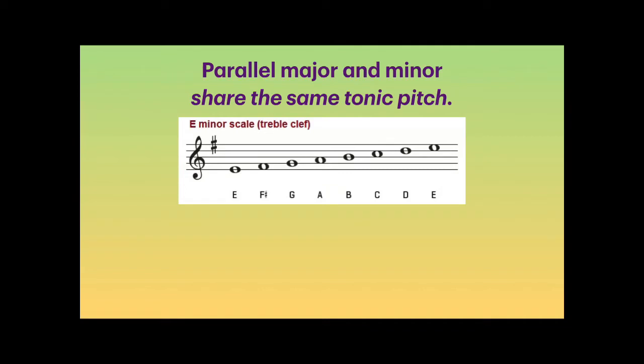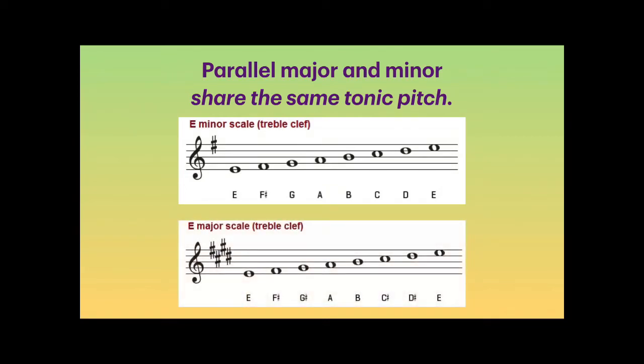This is an E minor scale. This is an E major scale. E minor has 1 sharp, E major has 4 sharps, but they both start and end on tonic E. These are parallel keys.